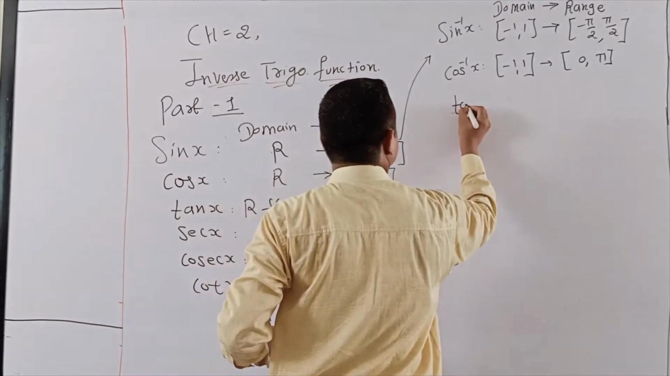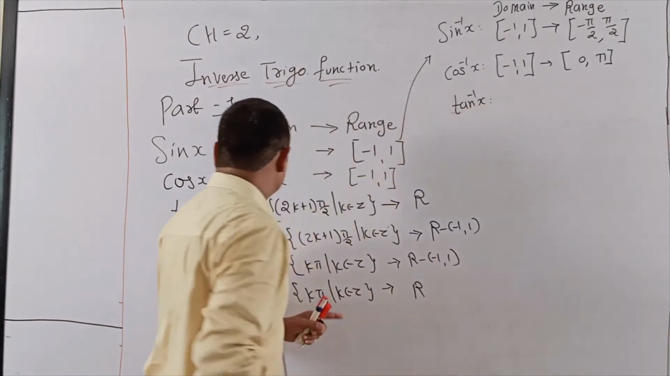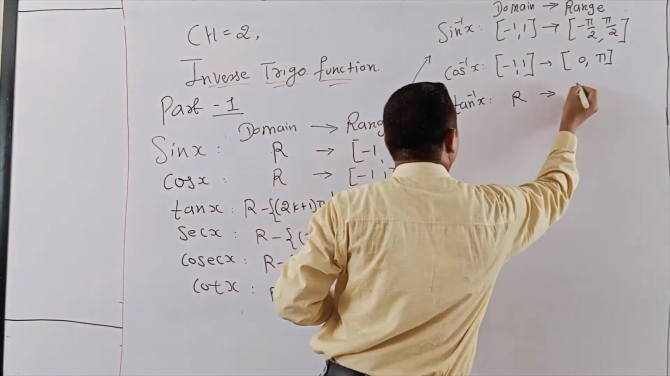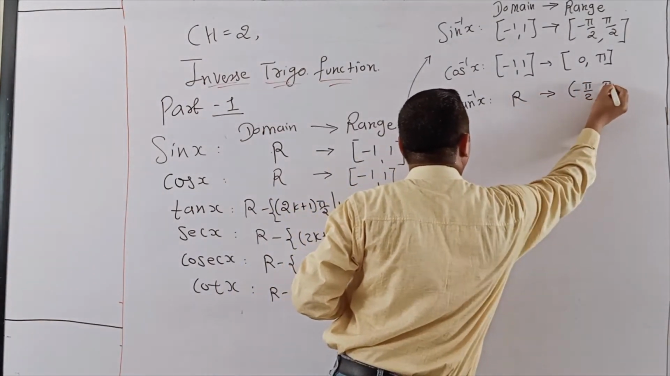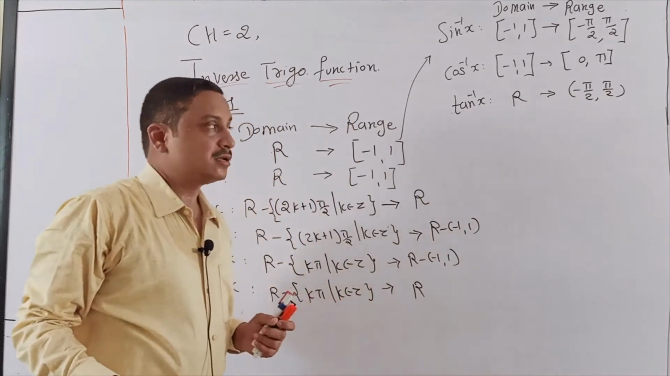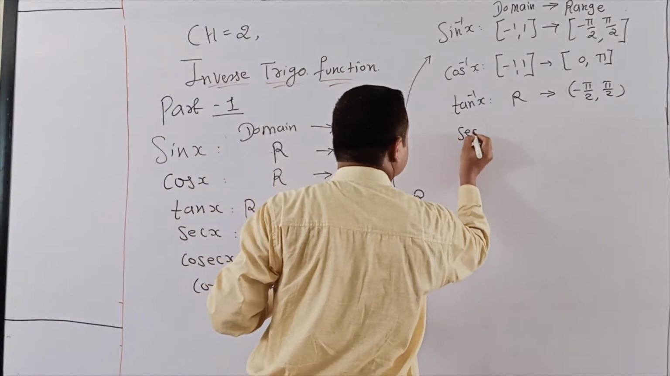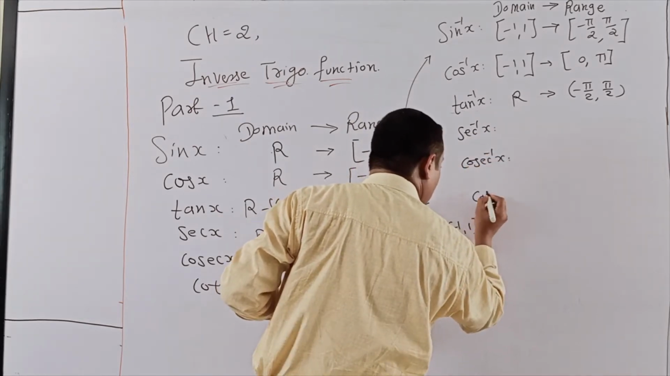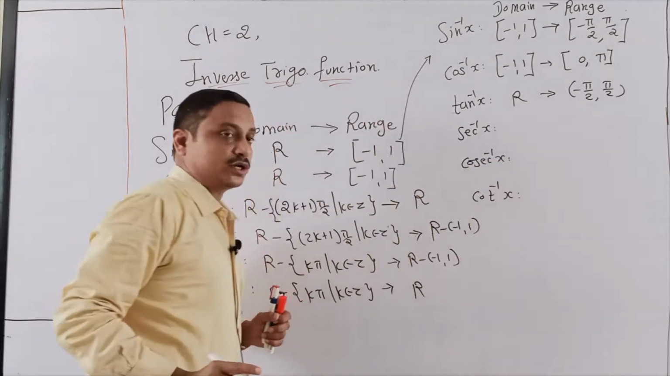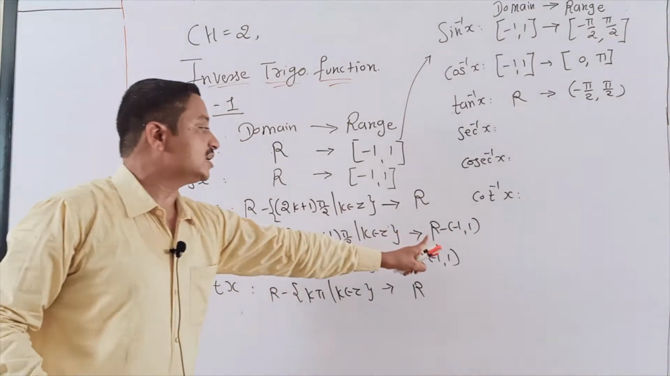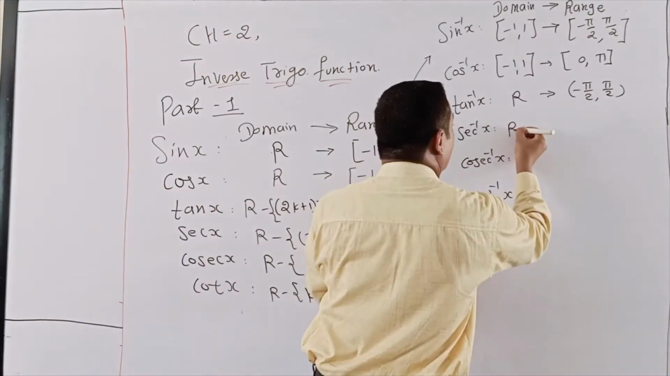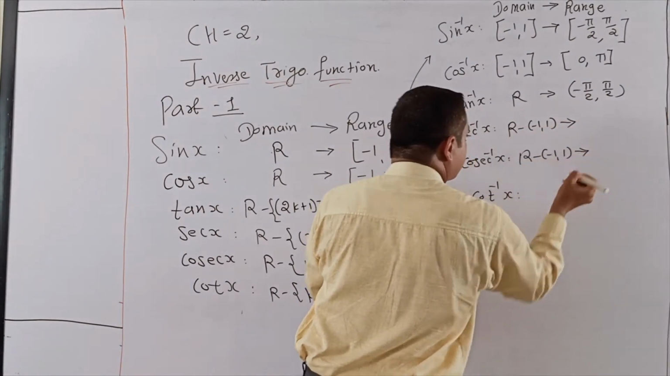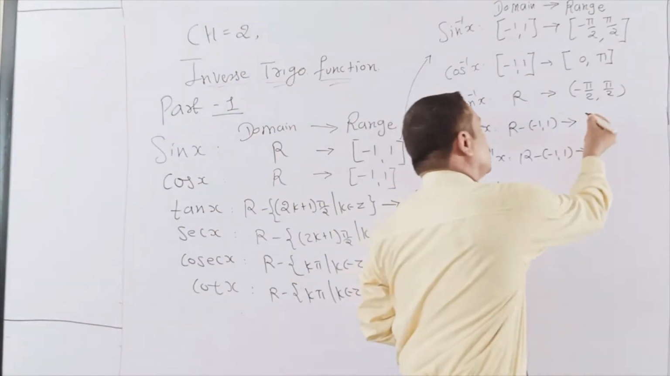Similarly, tan inverse x. See, the tan range is R, so its domain is R and its range is -pi by 2 to pi by 2, the range covered. Next, sec inverse x, cosec inverse x, and finally cot inverse x, students. So what is the sec inverse x range? The sec x range is R minus the open interval -1 to 1, that's the domain. Similarly, cosec is also the same. And the range is according to cos inverse, 0 to pi.